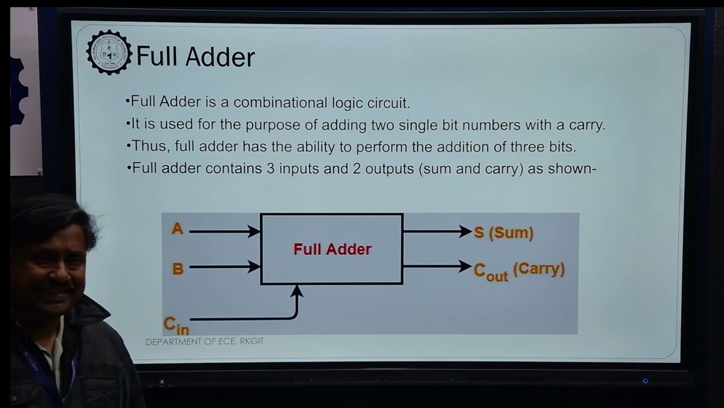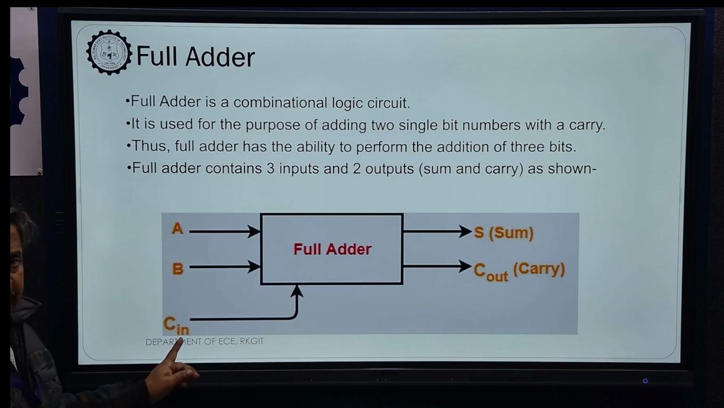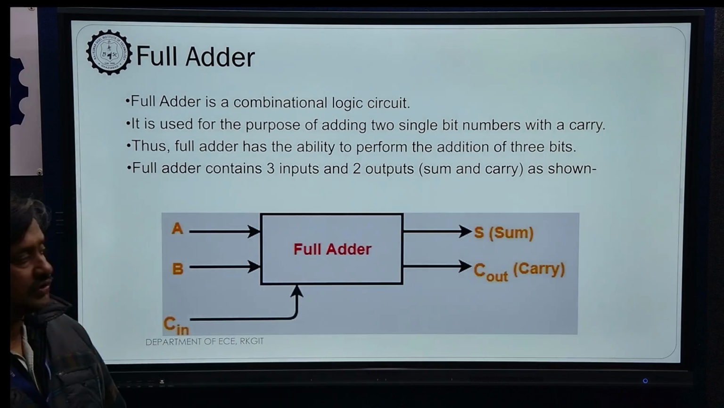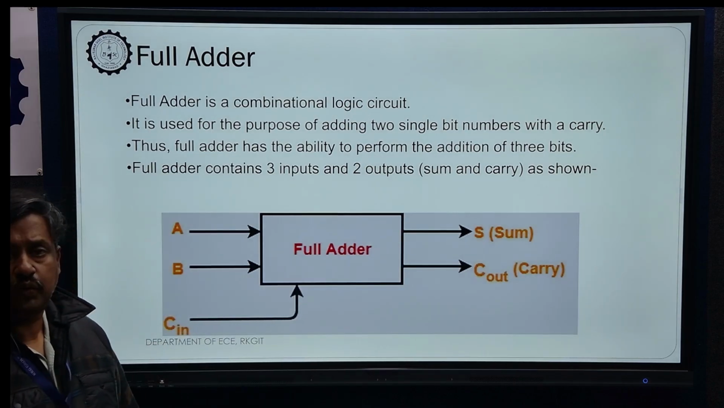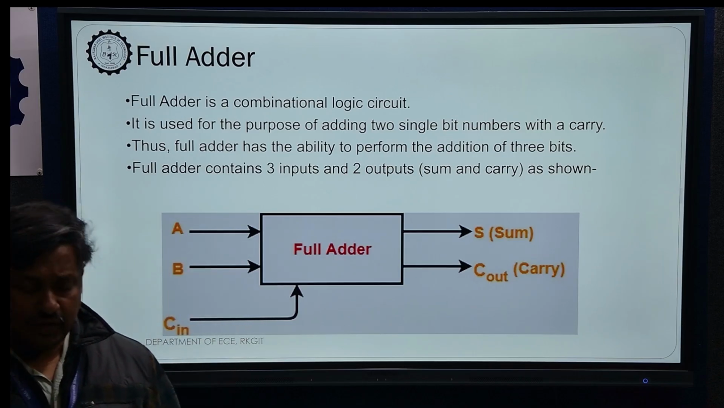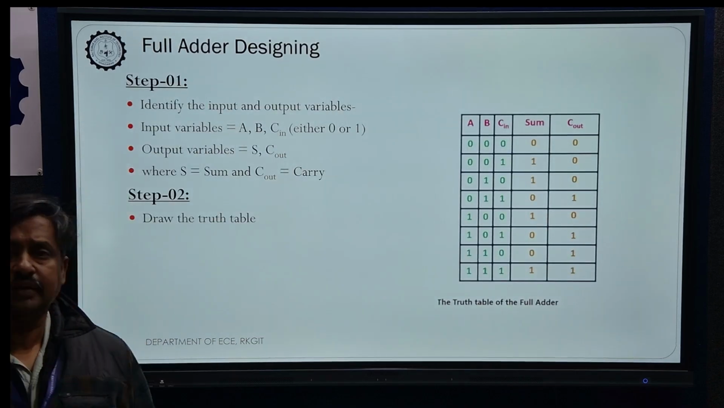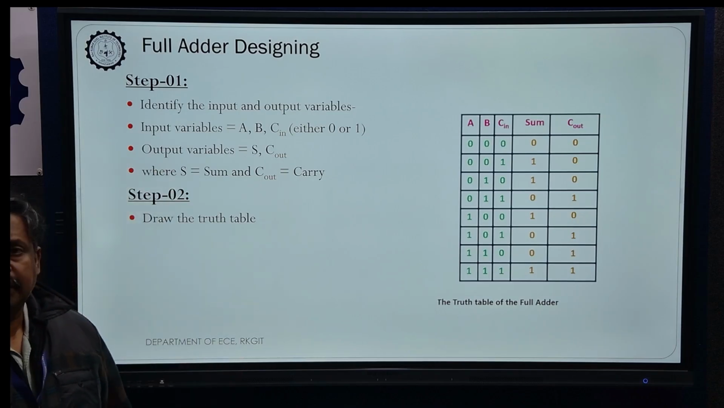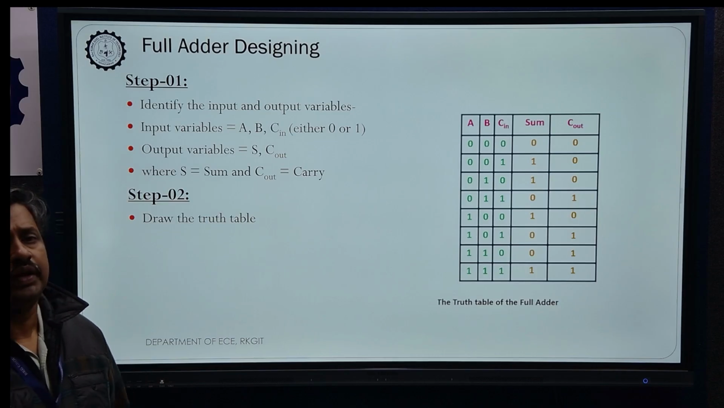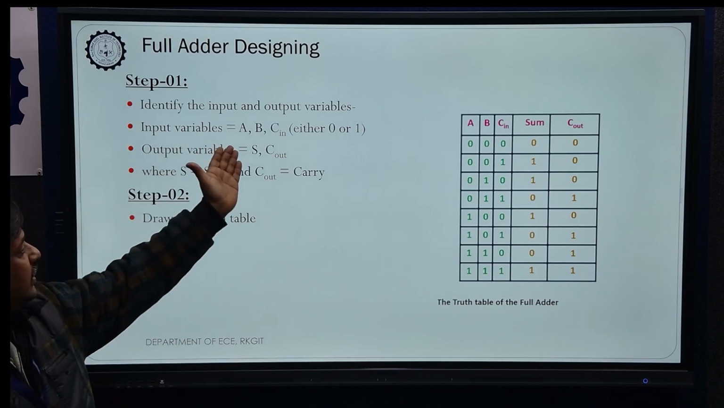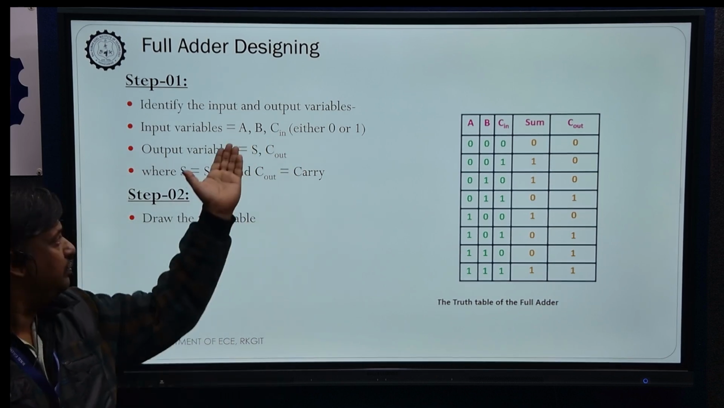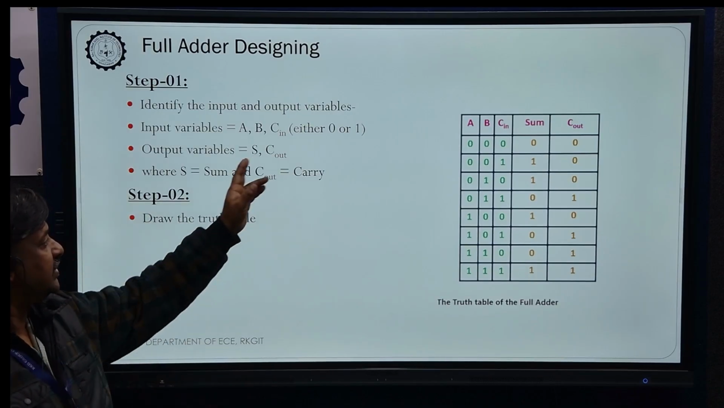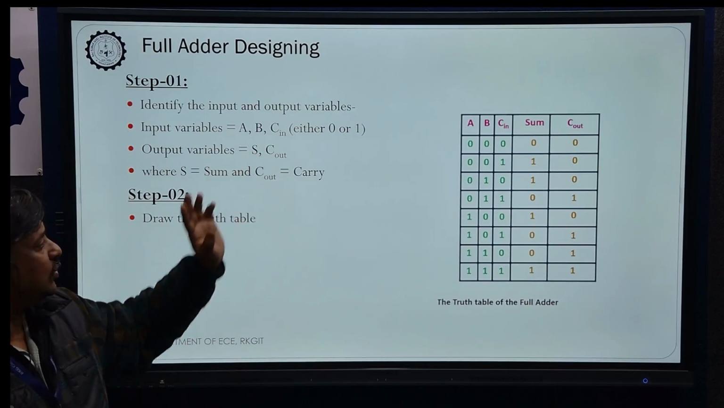Coming to the block diagram, you can see the inputs A, B and carry in. C in represents the carry input, and the outputs are S and C out. S means sum, and C out is carry. So this is a generalized block diagram of the full adder. Now the designing part of full adders. We follow the same procedure we mentioned for the half adder. In the case of full adders, we have input variables A, B, C in. The inputs are in binary form, either 0 or 1, and the output variables are sum and C out. S means sum and C out means carry out.